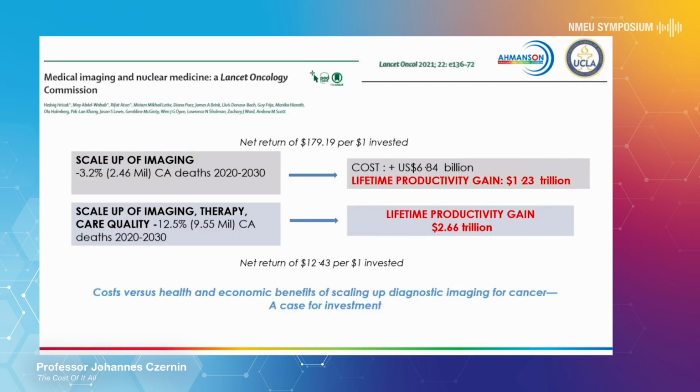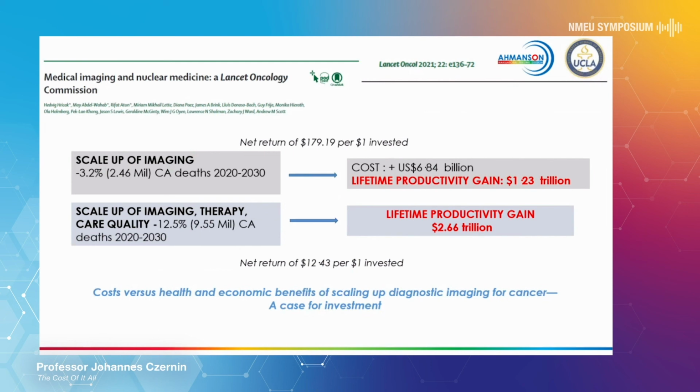Back to the cost of nuclear medicine and overall imaging, and in fact going beyond cost in its traditional assessment. A subsequent paper in Lancet Oncology, authored by many of the same authors, modeled and analyzed the impact of high-level imaging on cost and survival in countries of various income levels. Data are shown here. Scale up of imaging could reduce cancer deaths by 3.2%, which sounds low, but this means 2.5 million cancer deaths between 2020 and 2030. This would add $6.8 billion in costs, but results in lifetime productivity gains of $1.2 trillion. In other words, for every dollar invested in scaling up imaging, the net return can be as much as $179.